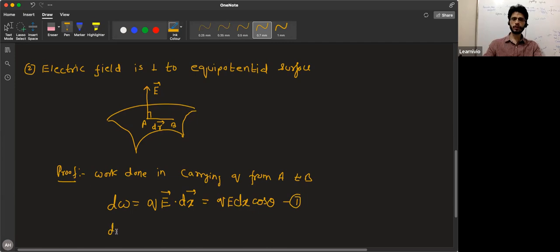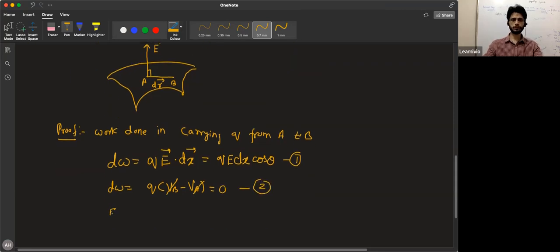You can also calculate work done using charge into potential difference. Charge into potential at B minus potential at A. Now, since both the points are at same potential, they have same potential difference. So this VB will cancel this VA and this will be equal to 0. That is equation number 2. Now we can equate 1 and 2.